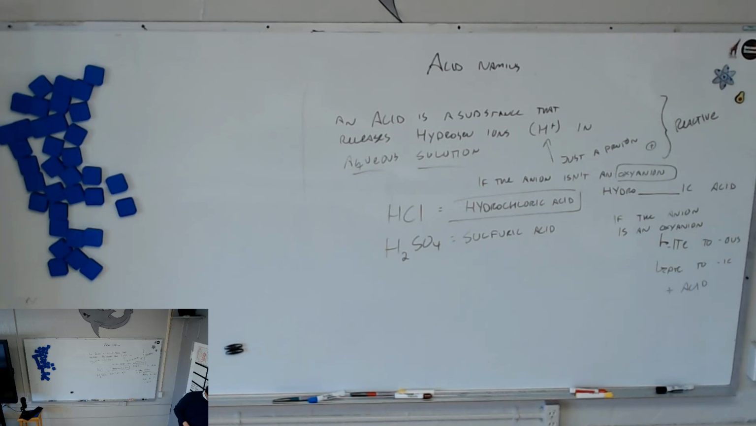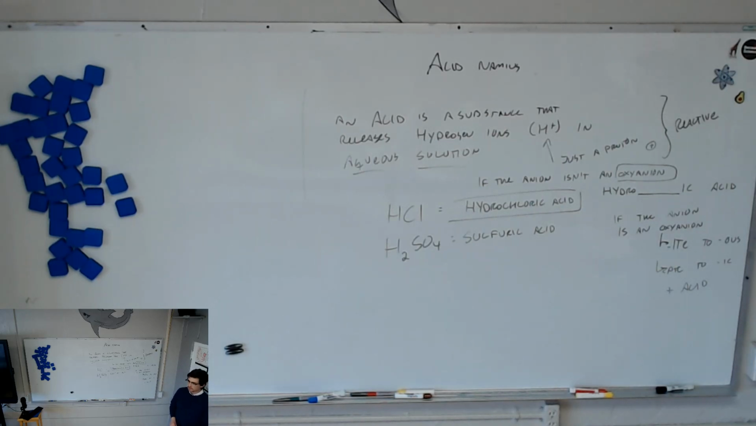It says naming oxyacids. We have HClO3. Turn your book to page 250 and look at HClO3. What polyatomic ion is in there? ClO3 minus. What is that? Chlorate. So we change it to ic, and it becomes chloric acid. HClO2 becomes chlorous acid. HNO3 becomes nitric acid. And HNO2 becomes nitrous acid.